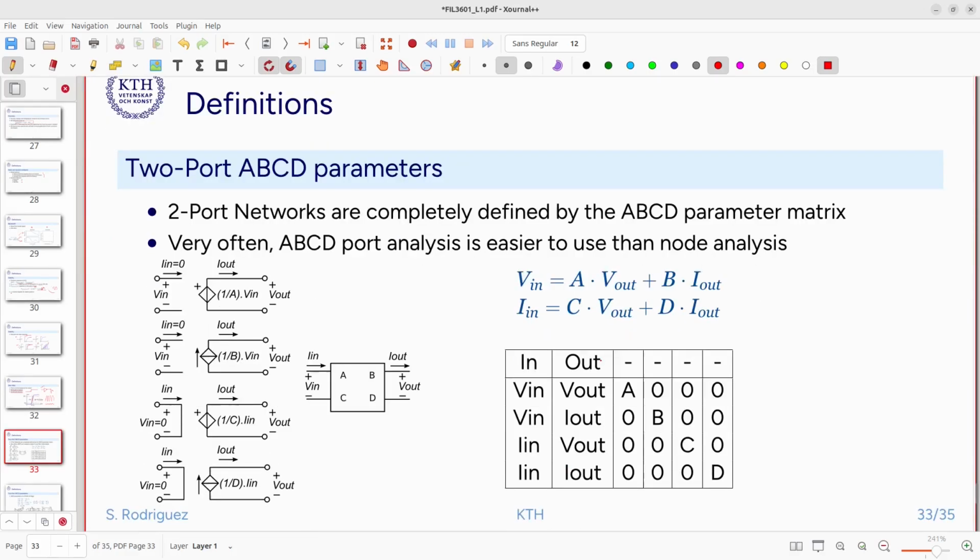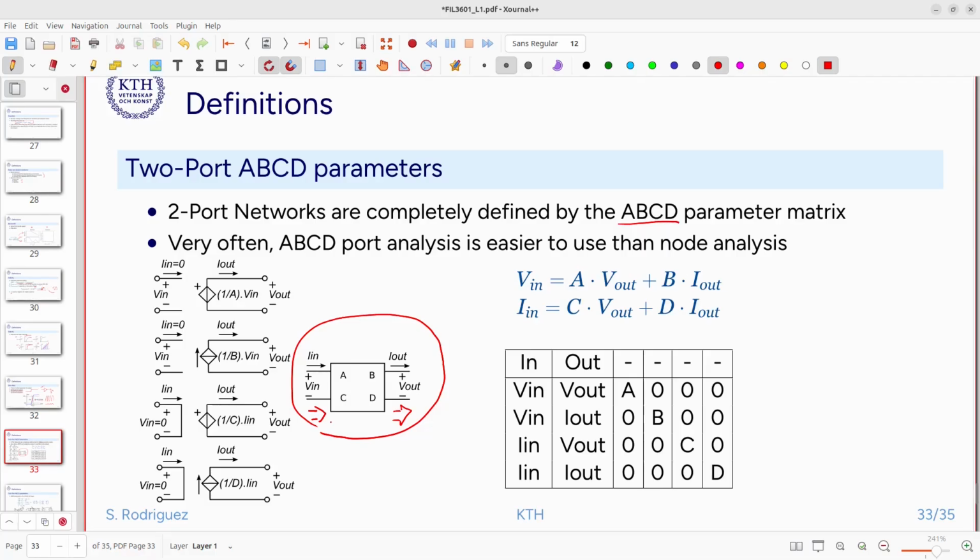The next definition that we're going to have today is the two-port ABCD parameters. So very often we deal with our amplifiers as two-port networks. This is a two-port network here. It has an input port and it has an output port here. And we use the ABCD matrix to define the amplifier capabilities of this two-port network.